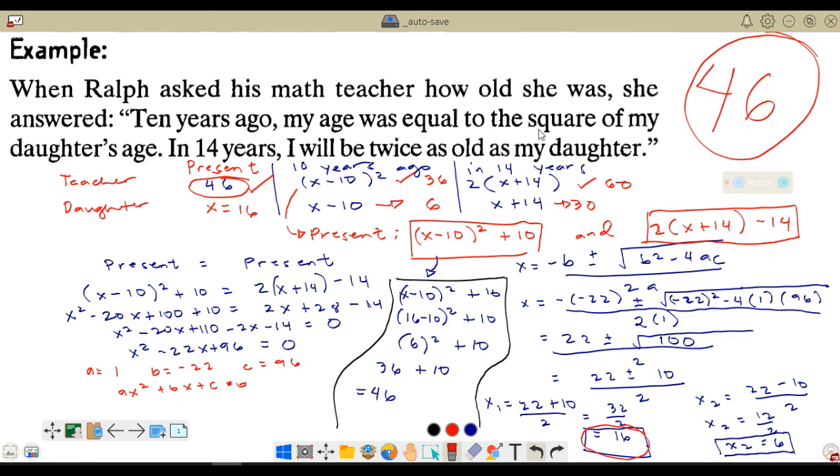Okay? So thank you very much for listening. And this is going to be the end of the advanced word problems. I think ito na yung end ng advanced word problems.